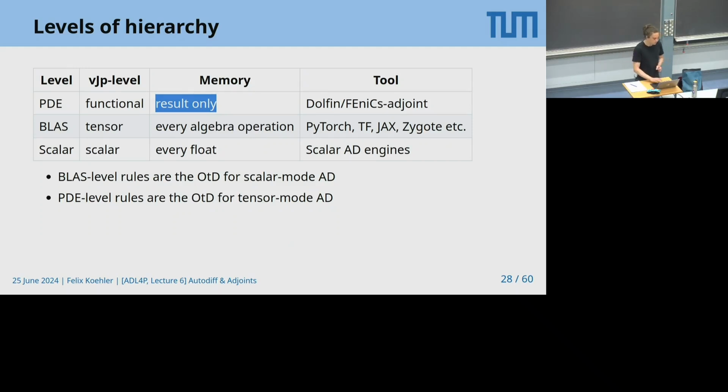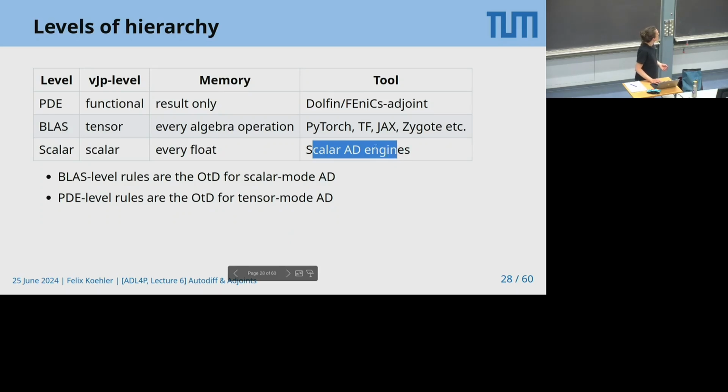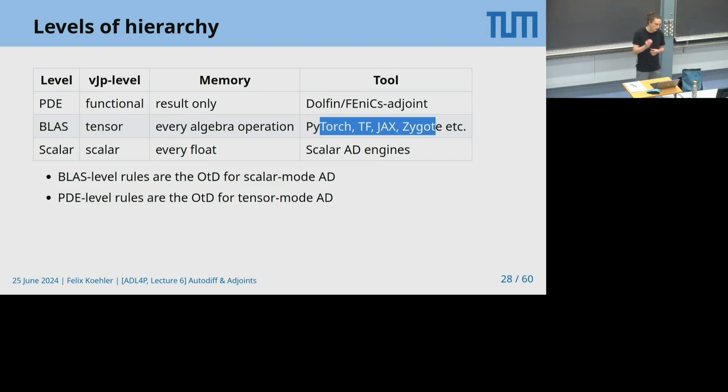So what is the corresponding tool? For scalar mode, there are some scalar AD engines. Most of the deep learning frameworks also support scalar mode, because at some point you might do operations that require indexing. And sometimes these autodiff engines from the deep learning frameworks are so good that if you write, let's say, suboptimal code that uses indexing, they modify it so that it uses BLAS operations and becomes more efficient. But of course, if they didn't do any of these optimizations, they could also do scalar AD.